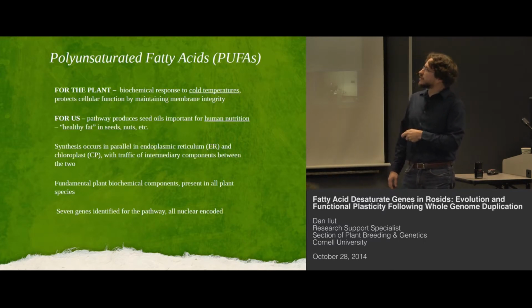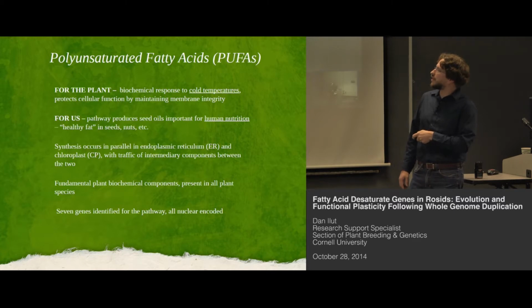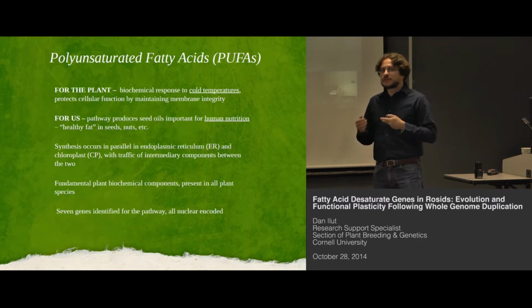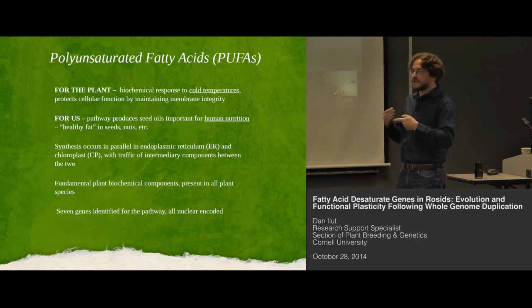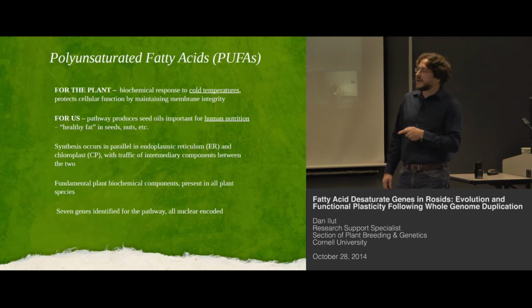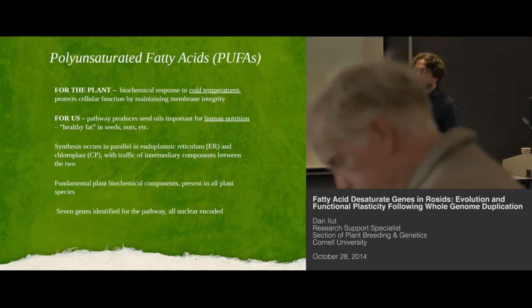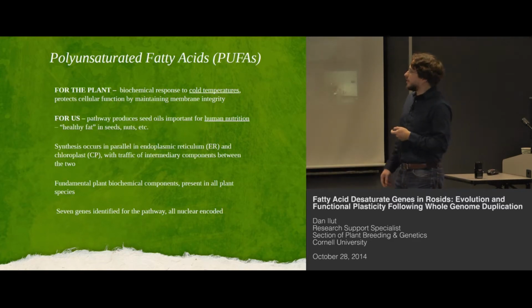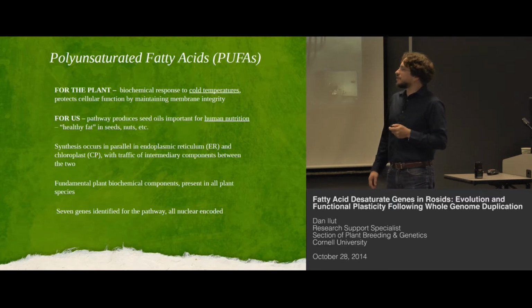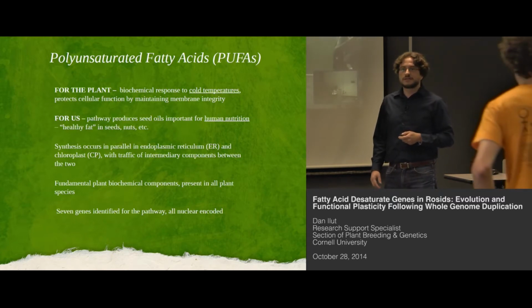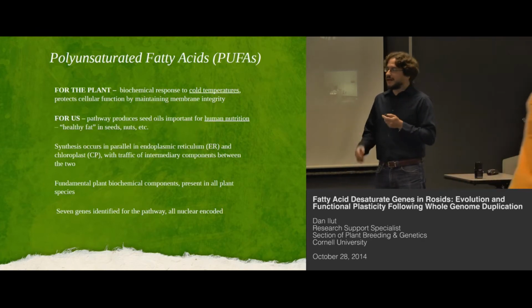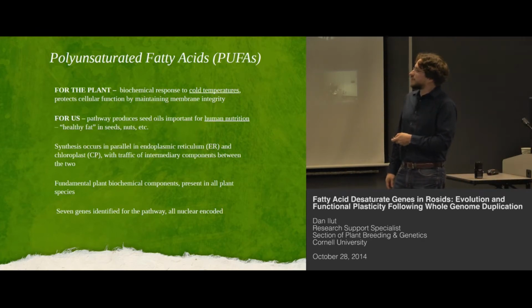And synthesis of these oils occurs both in the ER, the endoplasmic reticulum, and in the chloroplast. So it's an interesting biochemical pathway. There is traffic of components along the way between the two of them. It's a fundamental biochemical pathway. So it's interesting evolutionarily. It's present in all plants as far as we know. And there are only 7 genes really involved in this pathway. So it's a manageable pathway. It's really easy to work with compared to some of the other pathways.